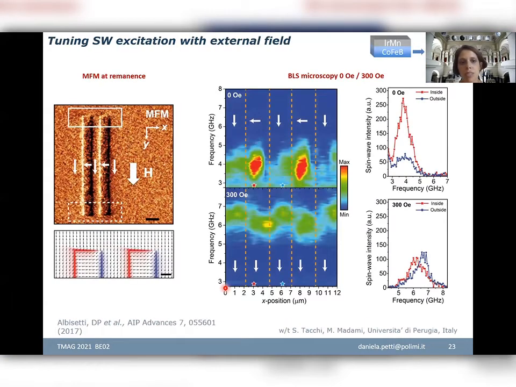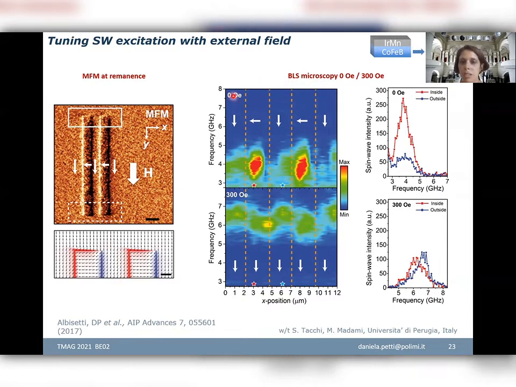As I said before, this is the MFM image of the pattern. Here we have only two stripes, but the idea is that this pattern responds, of course, to an external magnetic field, while at remanence we always recover the same situation. So in this case, we demonstrate that we can switch on and switch off the excitation.